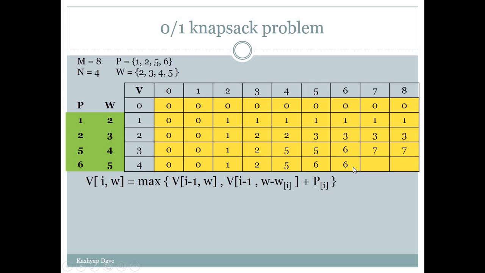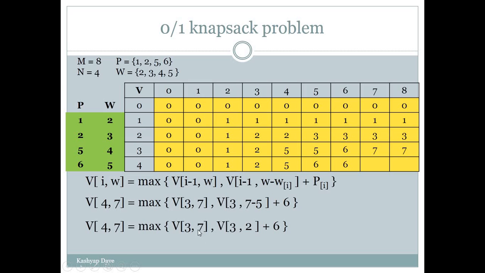Okay, now position number 4 7. For position number 4 7, we will have the equation 3 7 and 3 2 plus 6. Here at 3 7 our value is 7, and at 3 2 our value is 1. So 1 plus 6 is again 7, so both are 7, so our value will be 7 only.